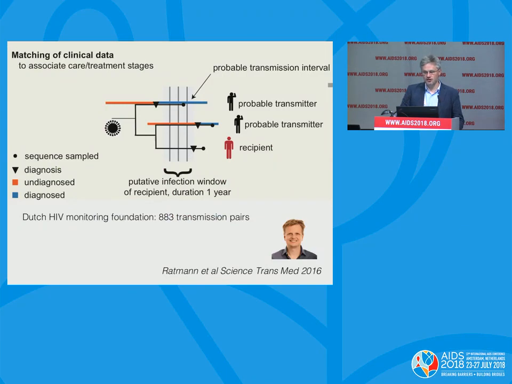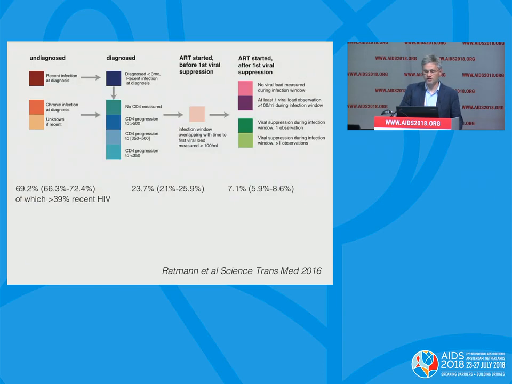So we did this precise analysis in the Netherlands again, where there was very detailed clinical monitoring, and we found for each recipient who was a seroconverter, we found one or more of their probable transmitters, in some cases putting different probabilities to the two. And we looked at the time when infection was likely to happen, what clinical stage the transmitters were in. And we found 883 such transmission pairs, and we classified the probable transmitters into one of 13 possible clinical stages.